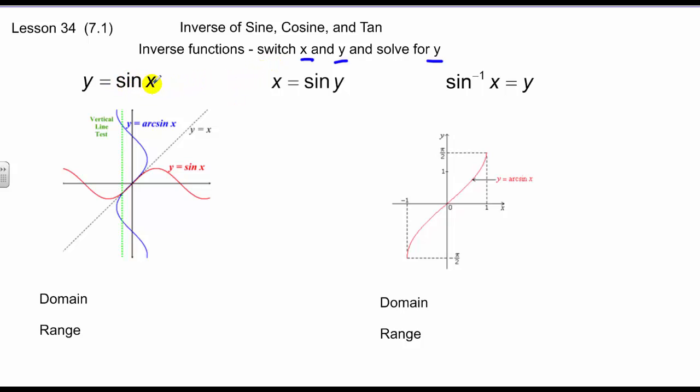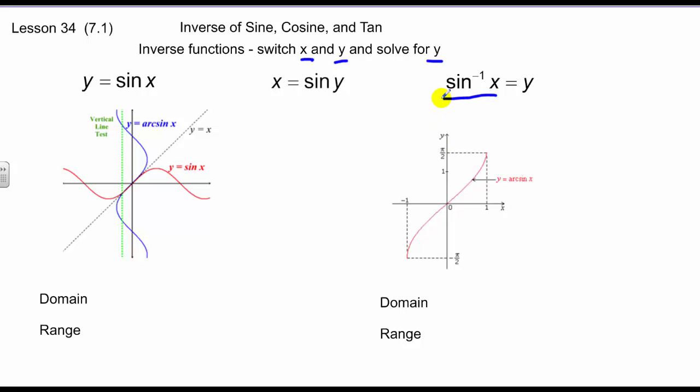If you have y equals sine of x, then that's x equals sine of y when we try to find the inverse. And then if you're going to solve for y, you have to take the inverse sine of x to get y. We did that back in geometry, so you've seen that before, and you probably did that in algebra 2 a little bit.